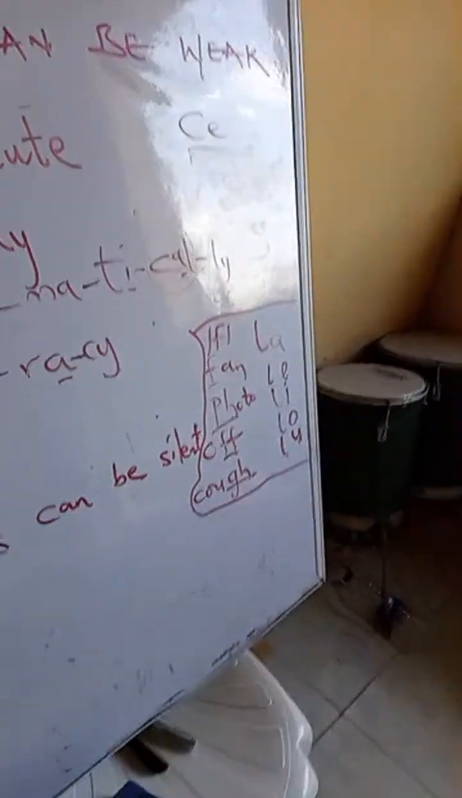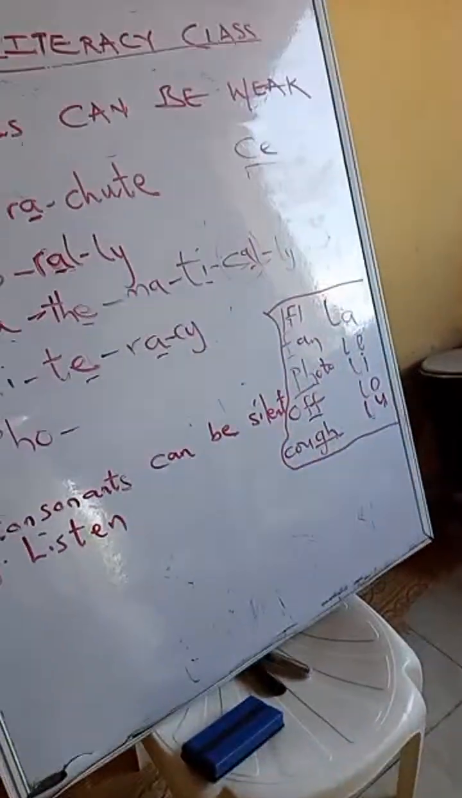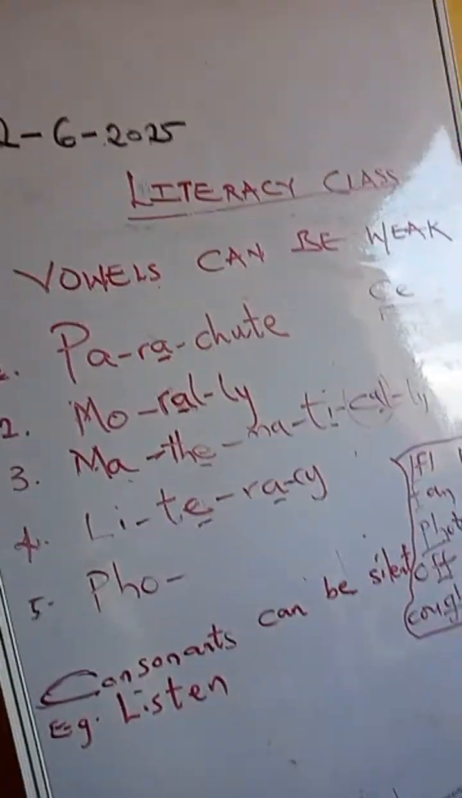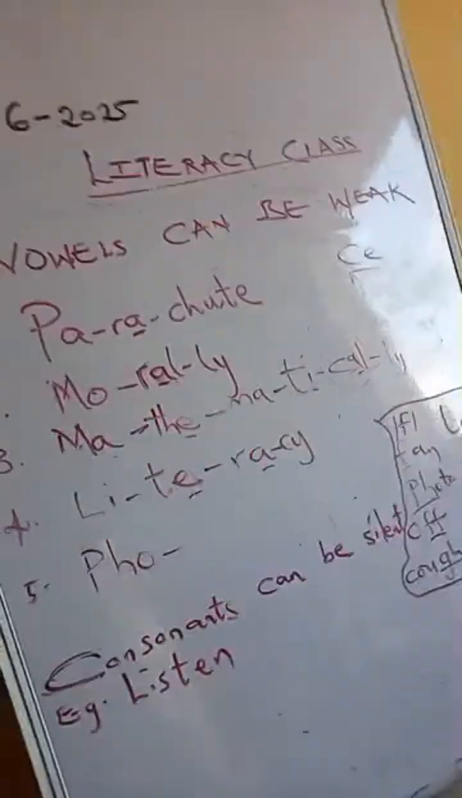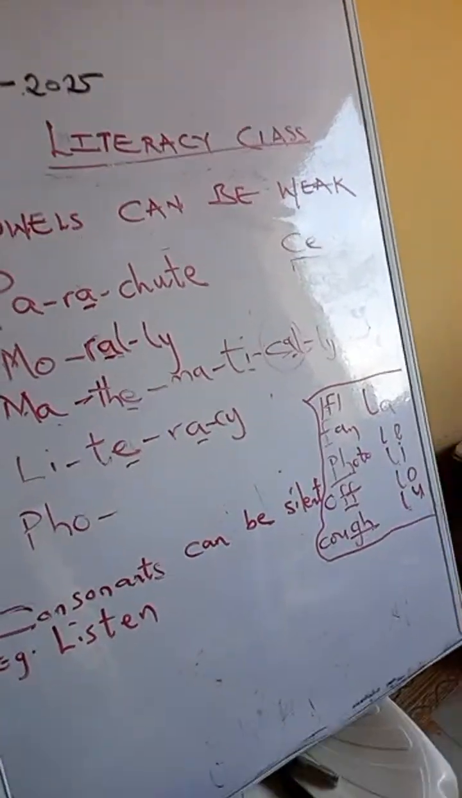So that's why if you see anybody say listen is spelled L-I-S-T-E-N, you have to break it down to the person: the T is silent and the E is weak. You keep that in mind? You keep this in mind?